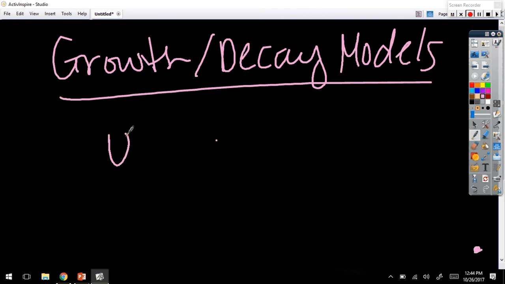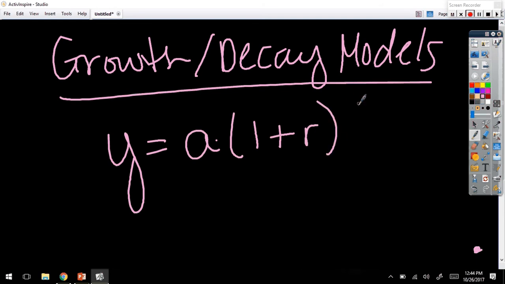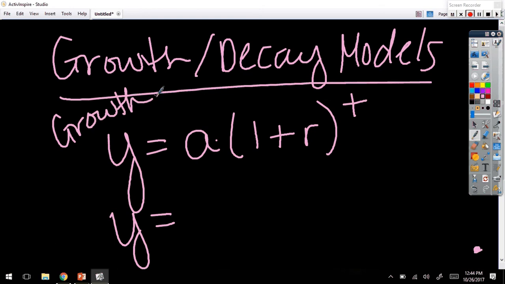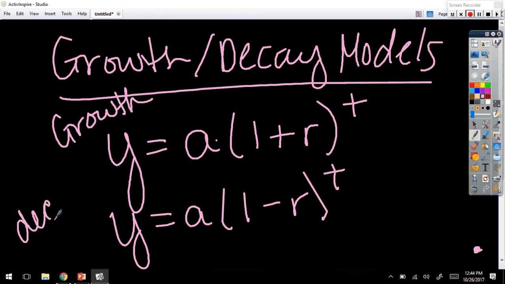So we have this model that we use. And I kind of need to tell you what all these variables are. The first one is my growth model, A(1 + r)^t. And the second is my decay model, A(1 - r)^t. Now let me tell you what each variable is, and then maybe you can tell me why the first one's growth and why the second one is decay.